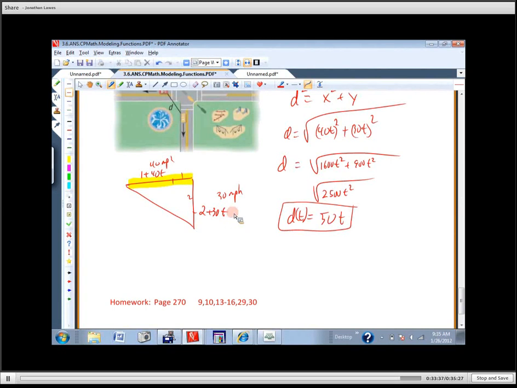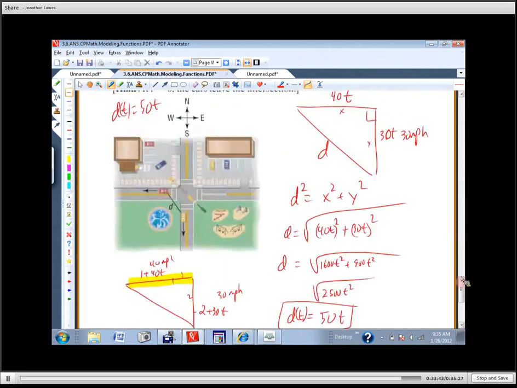Question? Well, I was going to ask what the 50t represents. So back to the other problem. It represents the distance between the cars. Whatever time. You plug in 2 hours, it'll tell you they're 100 miles apart. Does that make sense? But if we give each one of them a head start, it's going to be different.